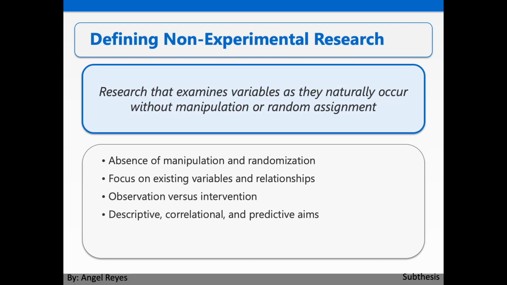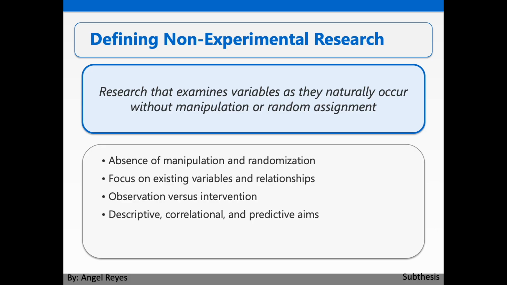So, what exactly is non-experimental research? Here's our definition. Research that examines variables as they naturally occur, without manipulation or random assignment. Let's break this down. The key phrase here is "as they naturally occur." Unlike experimental research, where we create artificial conditions and manipulate variables, non-experimental research studies the world as it already exists. We're observers rather than interventionists.